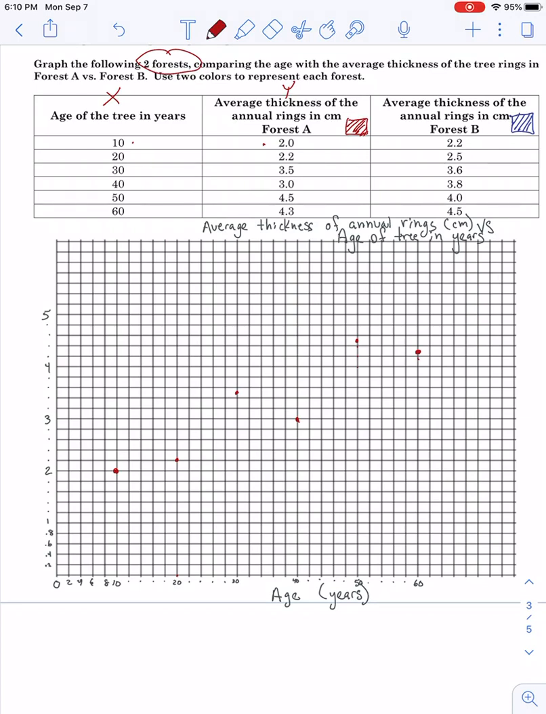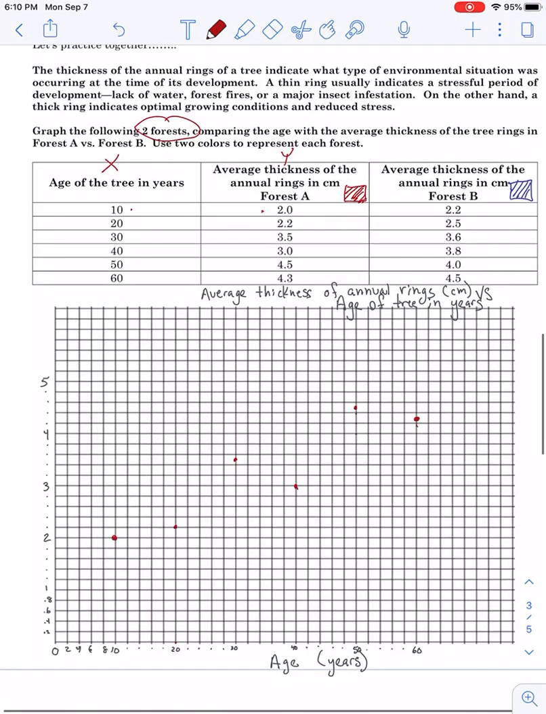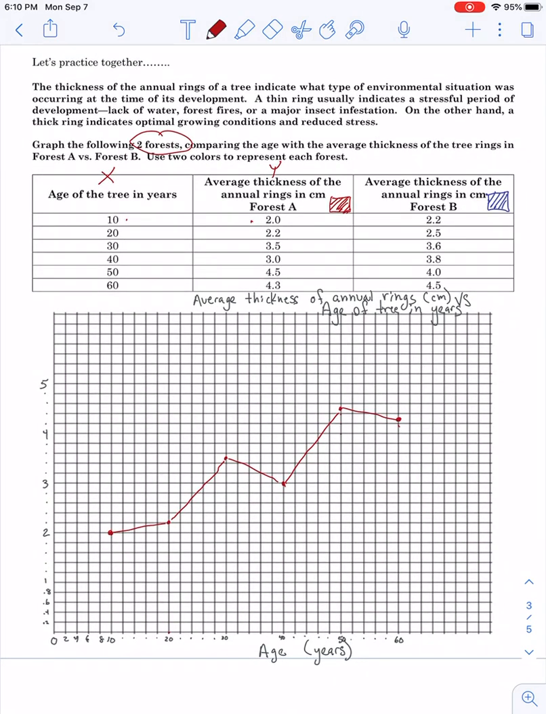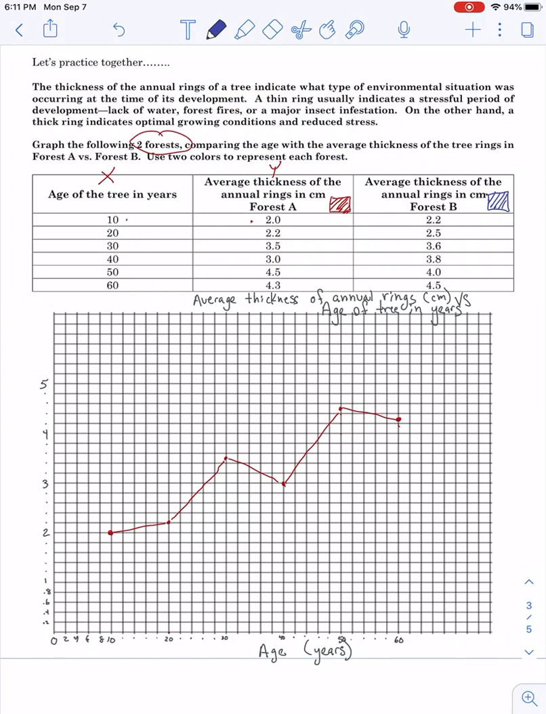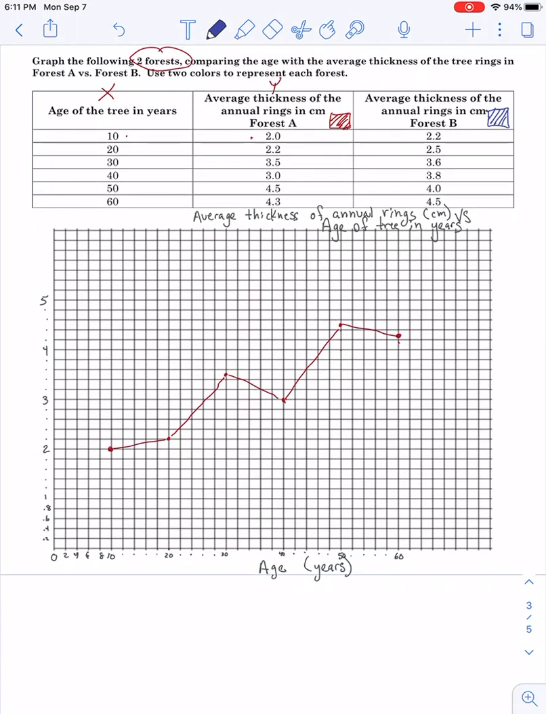Now, depending upon what your teacher or lab is asking you to do, you might just draw a line to connect your data points. And you would be doing this much neater than me. Or you might have to draw a trend line. For what's being shown here, I'm just going to connect the data points. Then you'd want to graph Forest B. And so we'd have to change colors and graph the second forest using the same scale and the same graph paper.